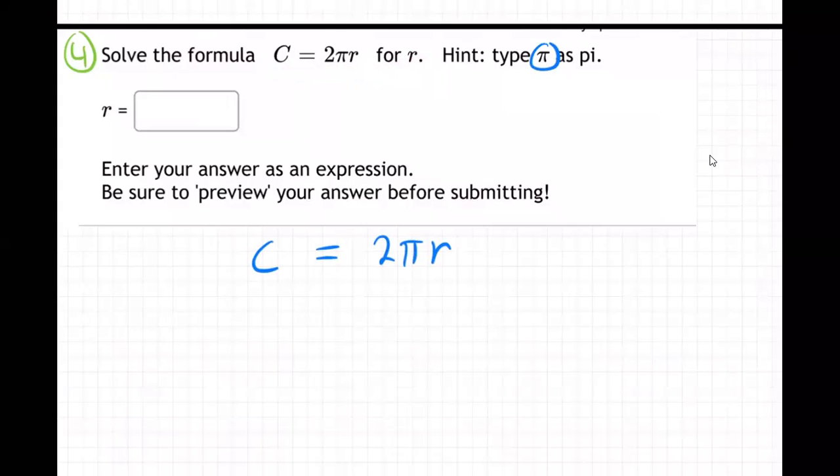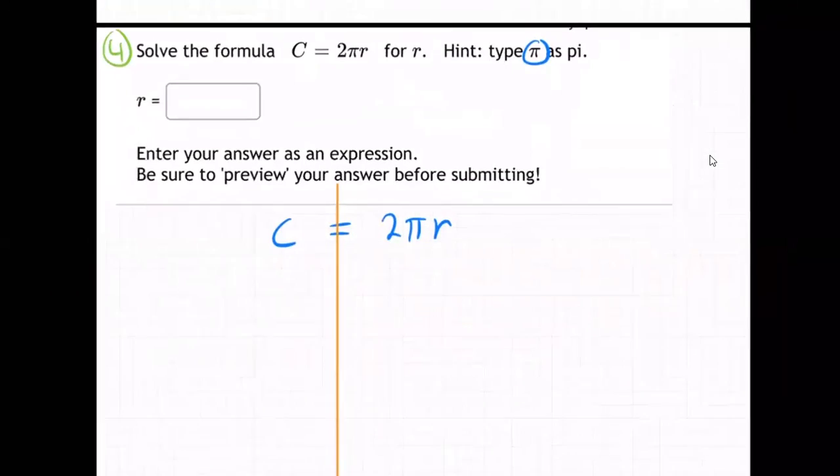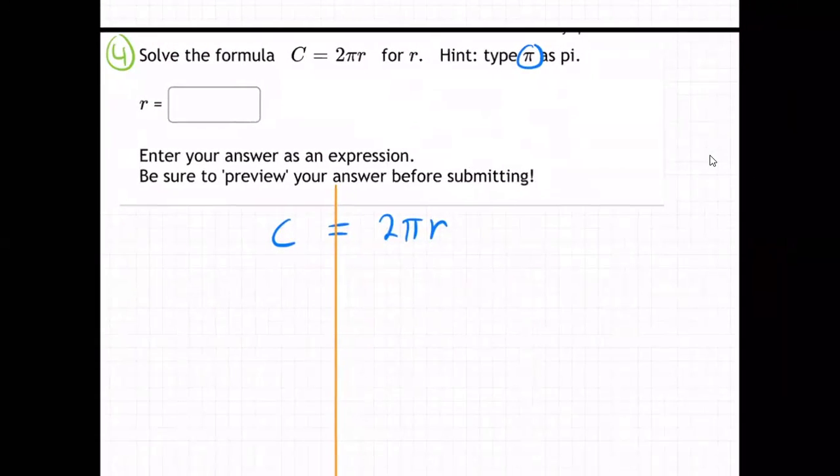All right. So here's the equation. C equals 2 pi r. C stands for circumference. It's how far around the outer edge of a circle. It's used in geometry and physics, chemistry. Anyway, what we want to do is keep our eye on the ball, so to speak. What's the ball? What are we trying to solve for here? Well, they say for r. And see how they have r alone here? So they want us to solve for r.